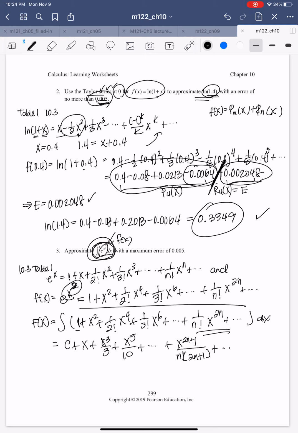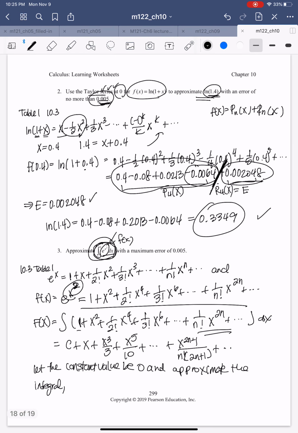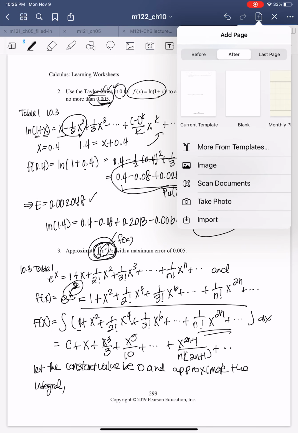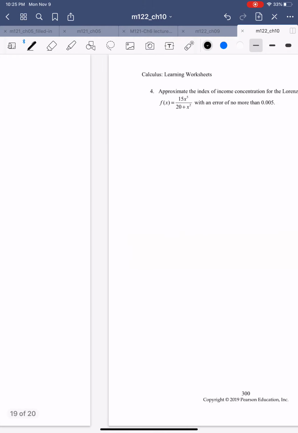Let's consider that constant value to be 0 and approximate the integral, because we are not given any other information. So let the constant value be 0 and approximate the integral. Okay, then I will be adding a page. So let's continue.